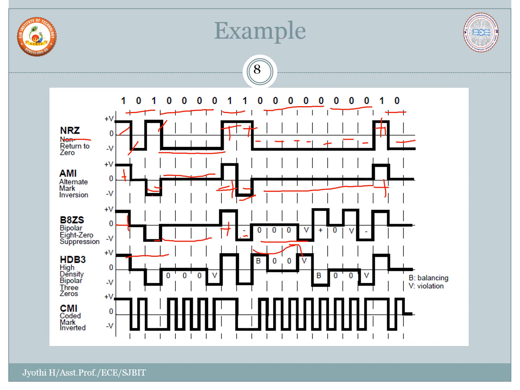So plus 0 V. B is nothing but the bipolar bit, that is the balancing bit, that here it becomes negative, here it becomes positive, and the 0 again, V is going to follow the B, so it is positive, and again it is B. Okay, this is going to be B3ZS line coding.